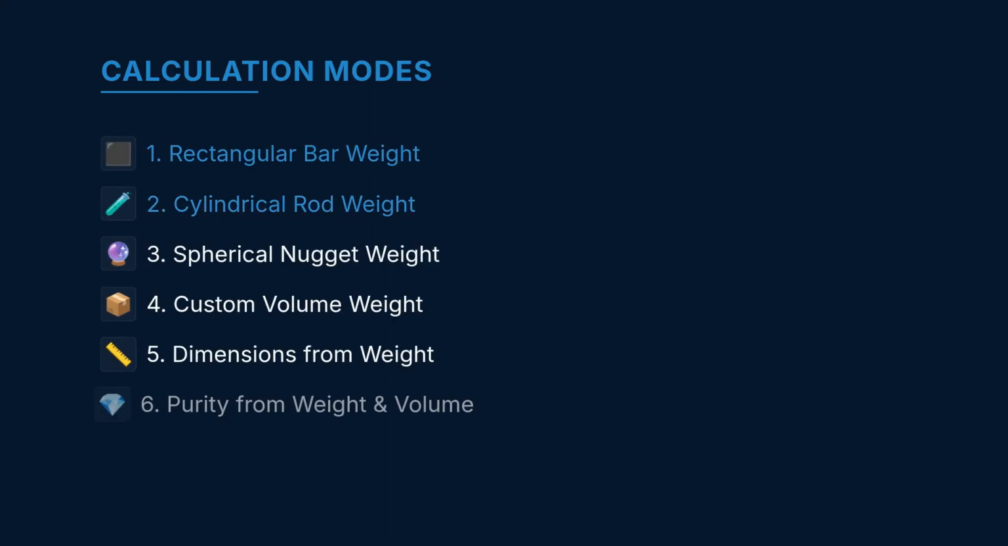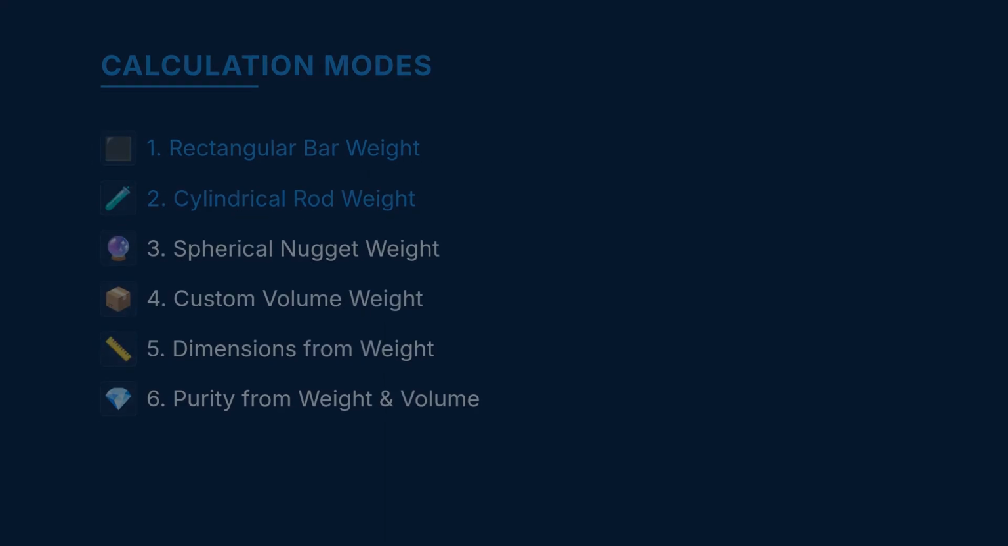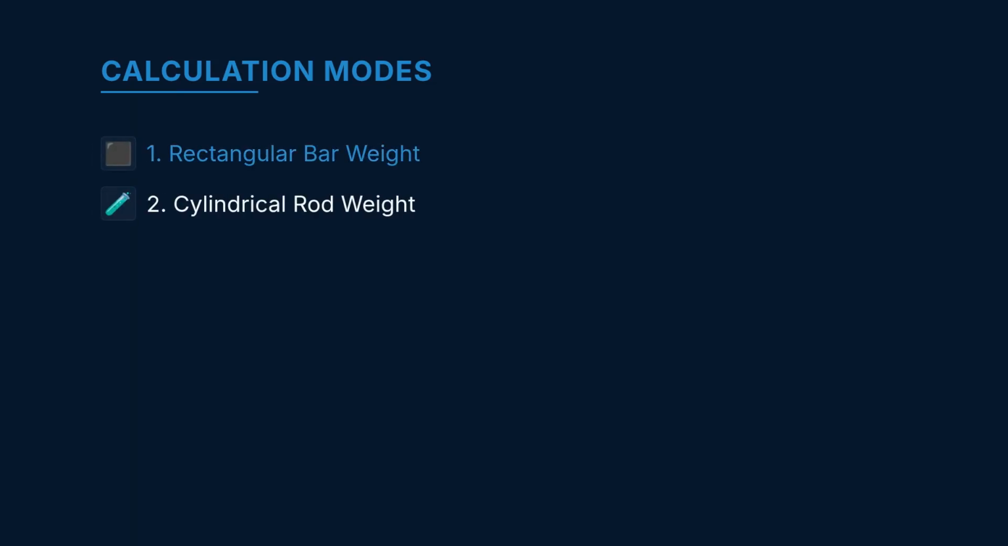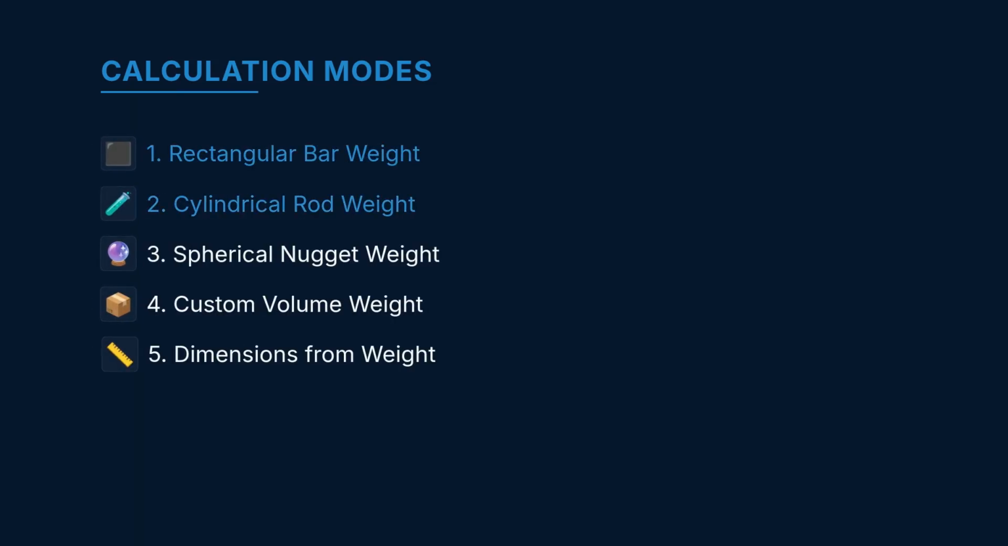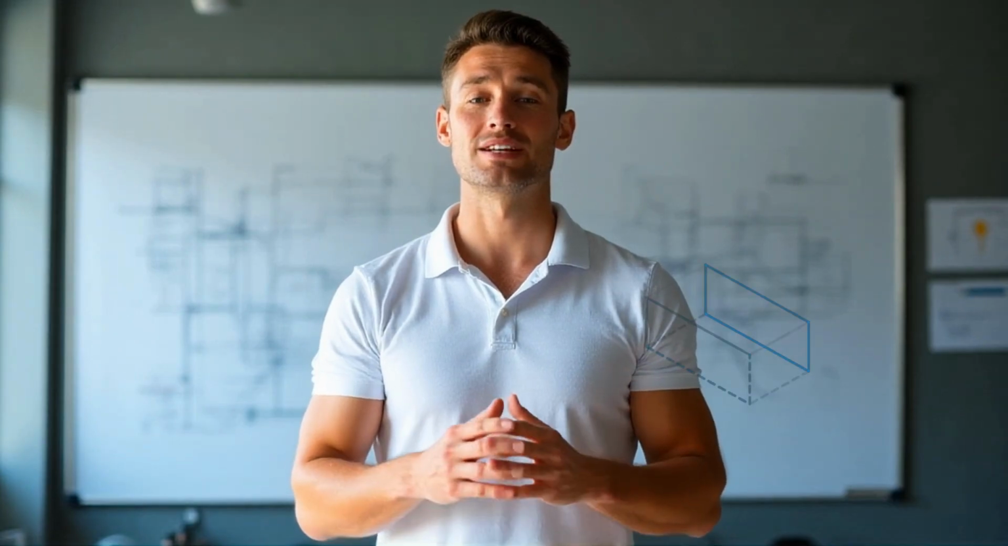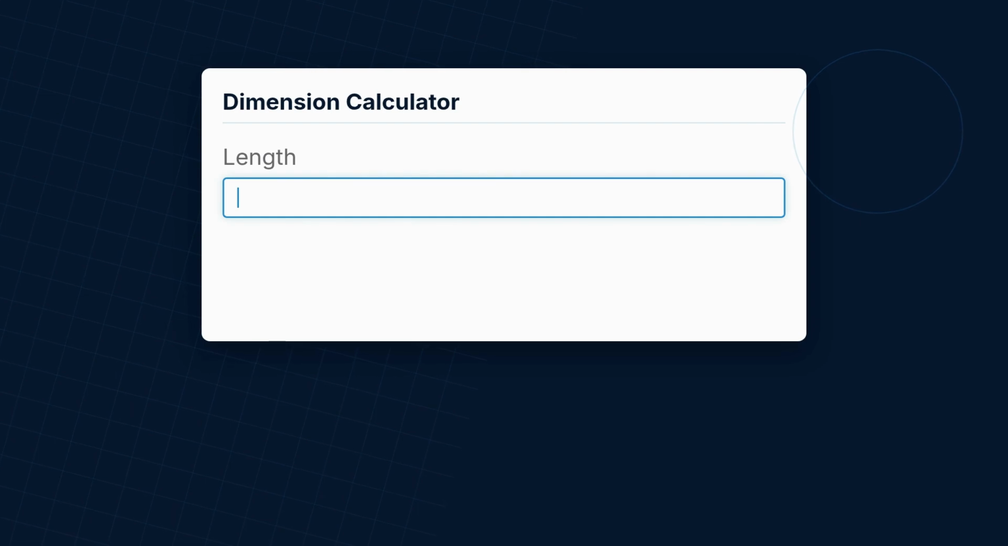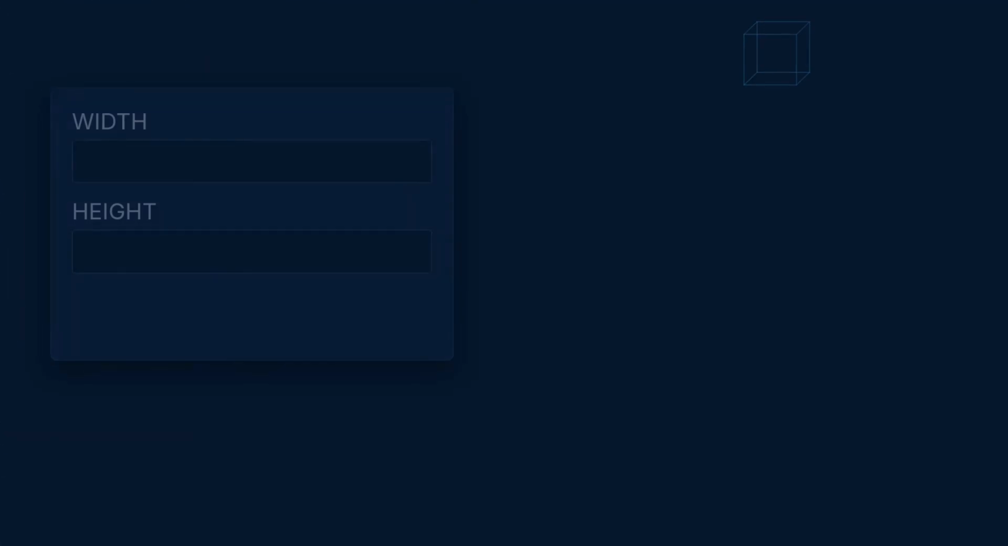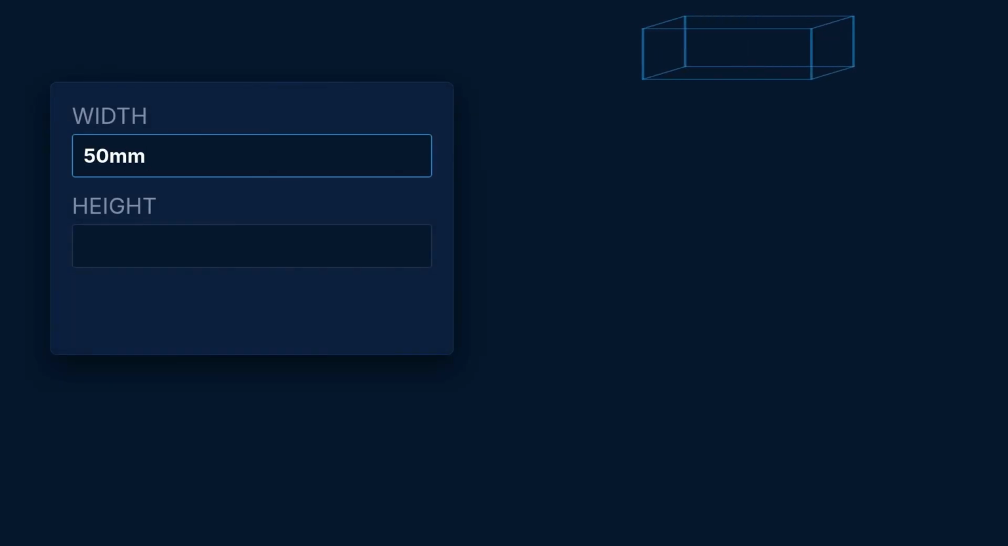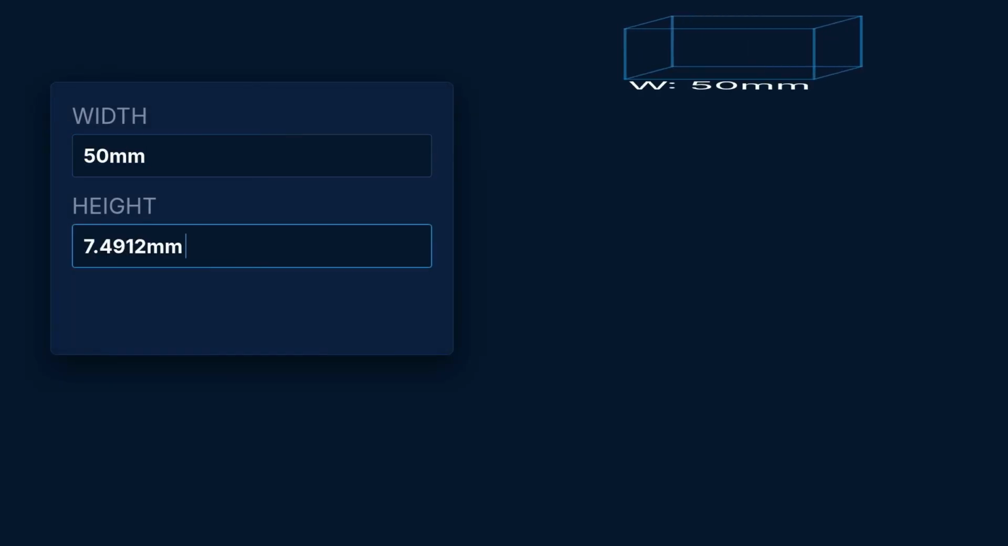You can select rectangular bar weight, cylindrical rod weight, spherical nugget weight, custom volume weight, dimensions from weight, or purity from weight and volume. Let's demonstrate using rectangular bar weight mode. For rectangular bars, you'll enter 3 dimensions. The length field accepts values in millimeters. Let's use 100. The width field, also in millimeters, we'll enter 50. The height field completes our dimensions.